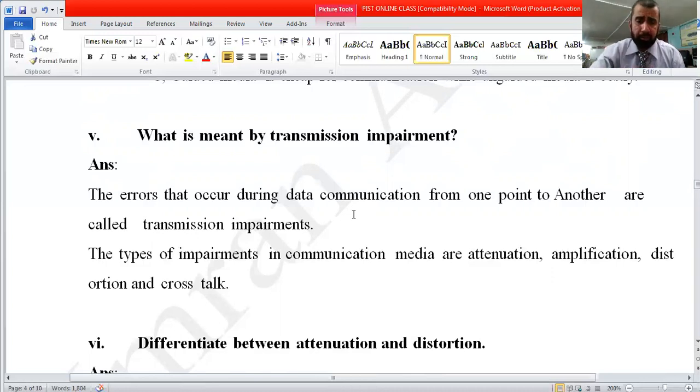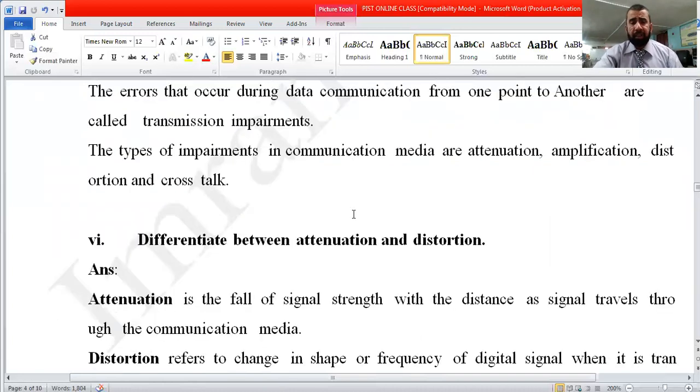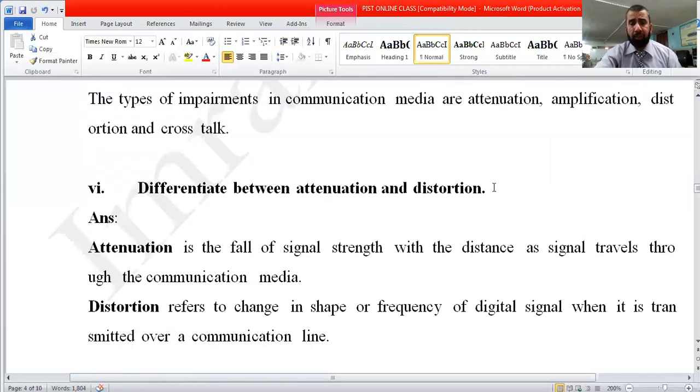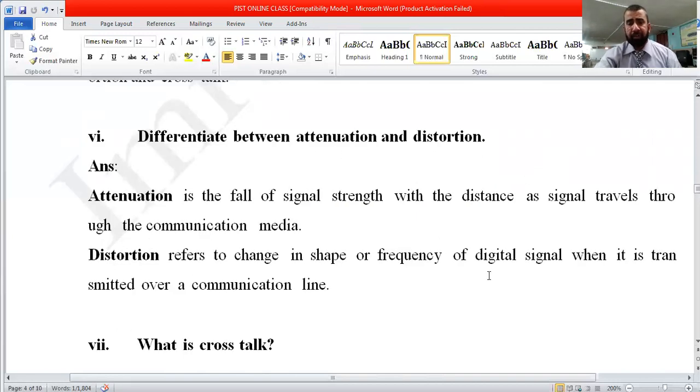Next question is: differentiate between attenuation and distortion. So I want to discuss over here what is attenuation and what is distortion. Differentiate between attenuation and distortion. Attenuation is the fall of signal strength with the distance as signals travel through the communication media.